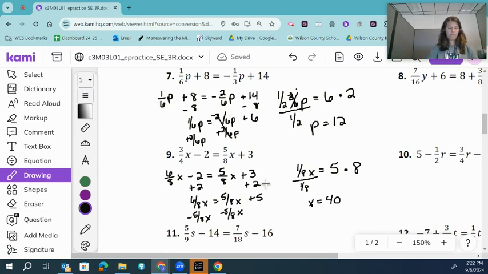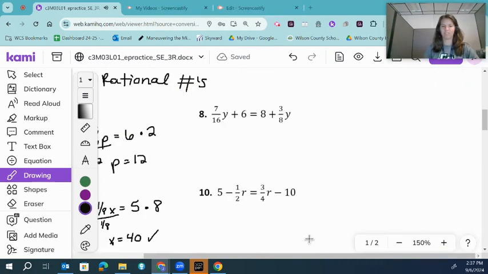3/4 times 40 minus 2 is 28. And then 5/8 times 40 plus 3 is also 28. So 28 equals 28, so this is correct.